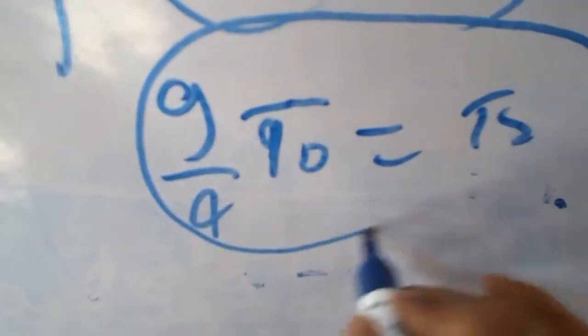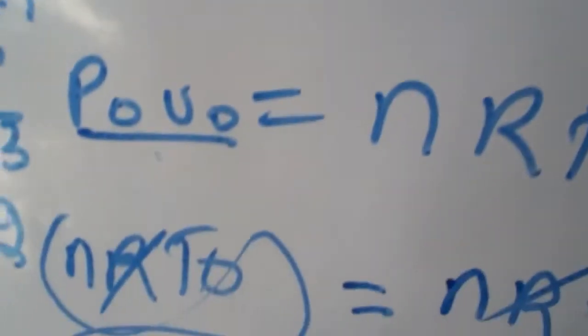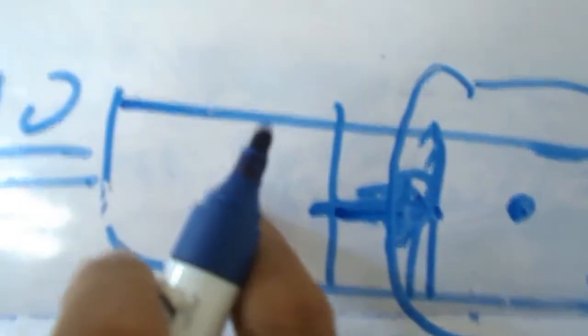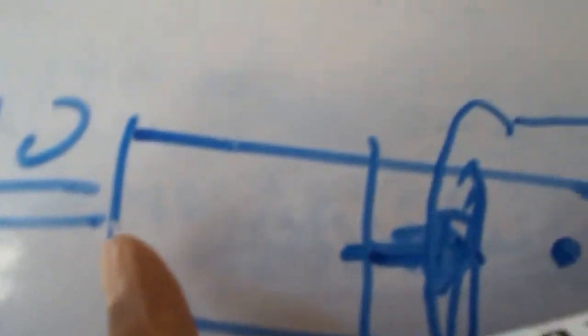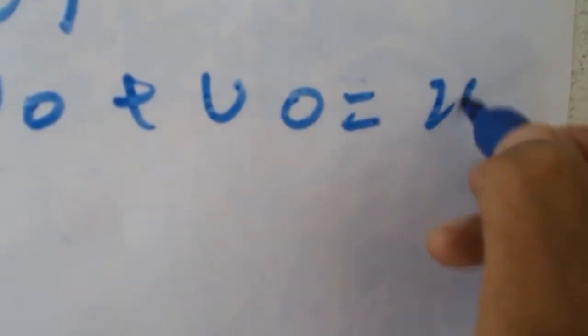So guys, we have found the temperature of this chamber in the second stage: 9 by 4 T naught. And now another thing is the temperature of the other chamber. The initial total volume is V naught plus V naught, equal to 2 V naught.